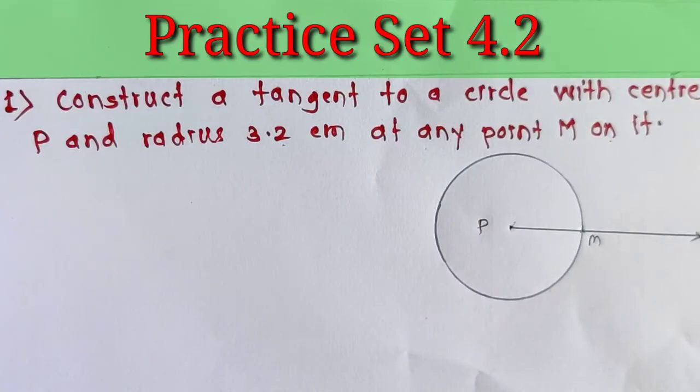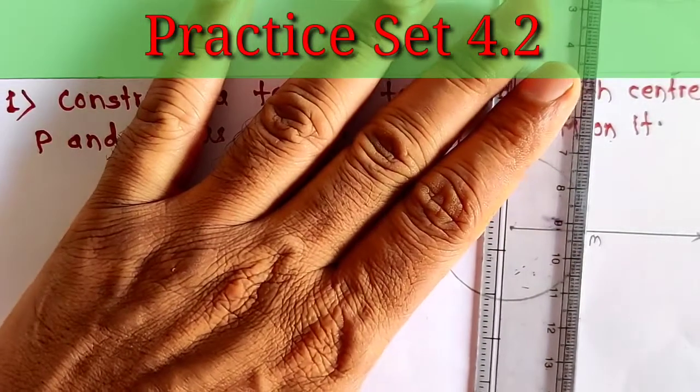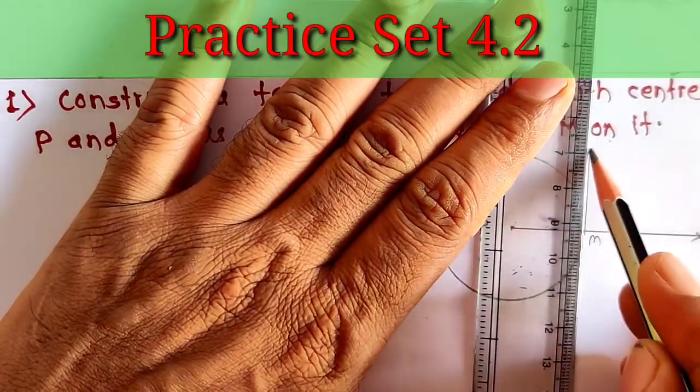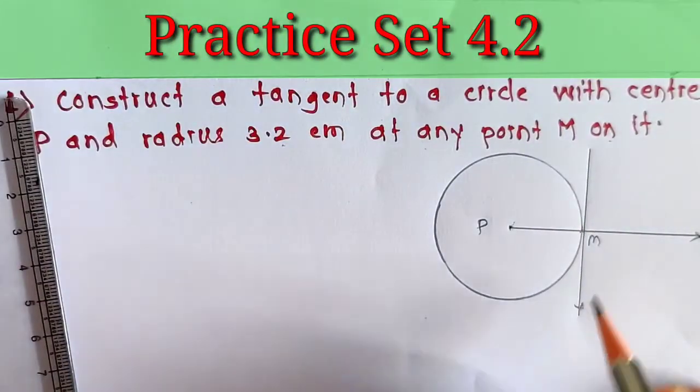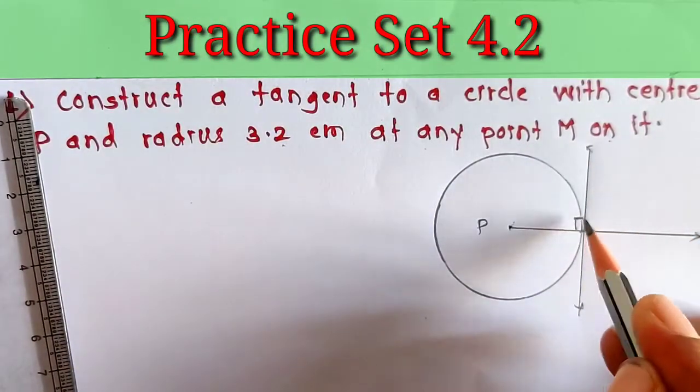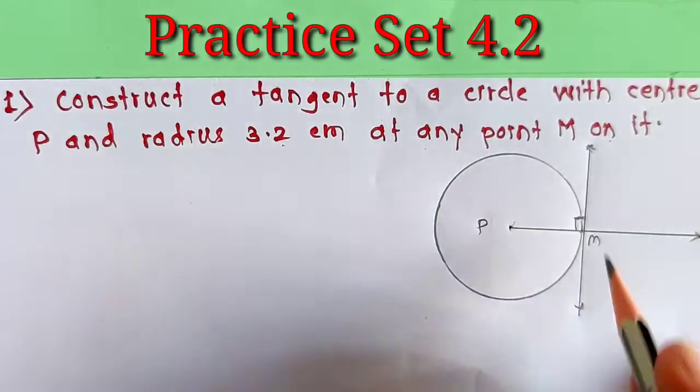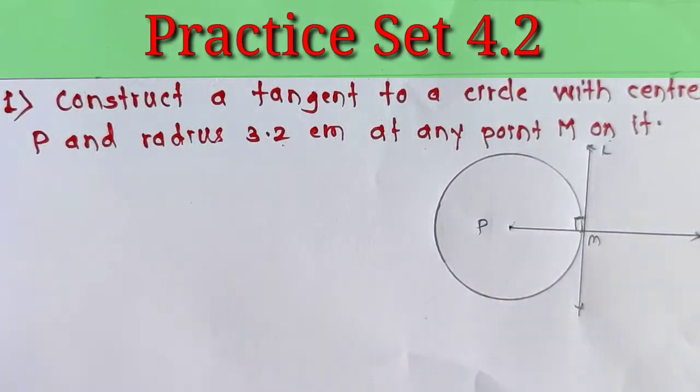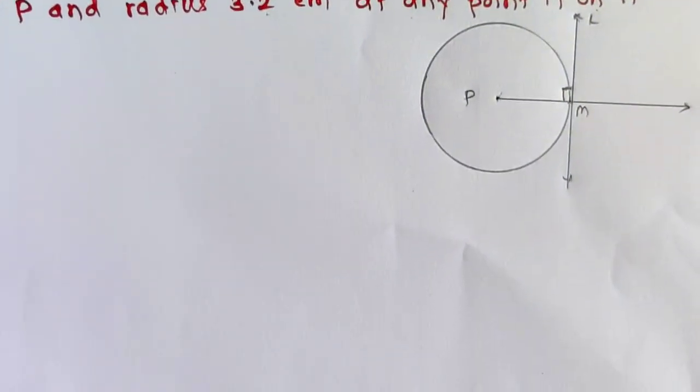Now we have to draw the perpendicular line at point M. Here it is L. So in this way we can draw the rough figure. Now let us see how to construct the tangent if the point is on the circle. First draw a circle with the given radius.